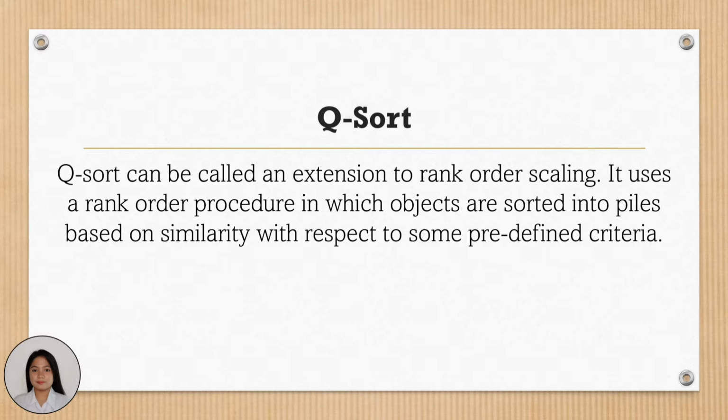Ang halimbawa nito ay yung respondents ay binigyan ng 70 statement na nagpapakita ng magkakaibang preference. Inaasahan silang i-rank yung mga statements na yon mula sa pinaka-preferred nila up to the least preferred. And this kind of sorting provides how respondents group variables in their minds.